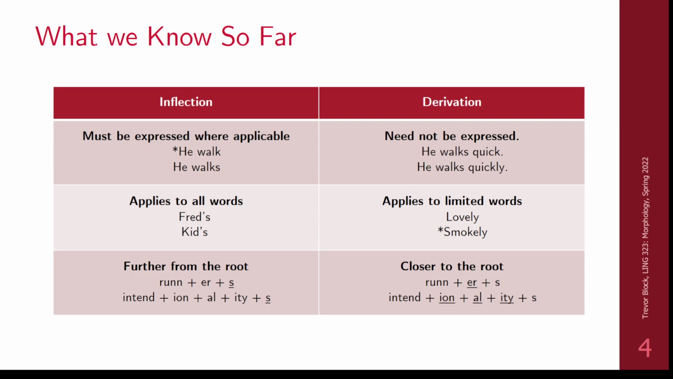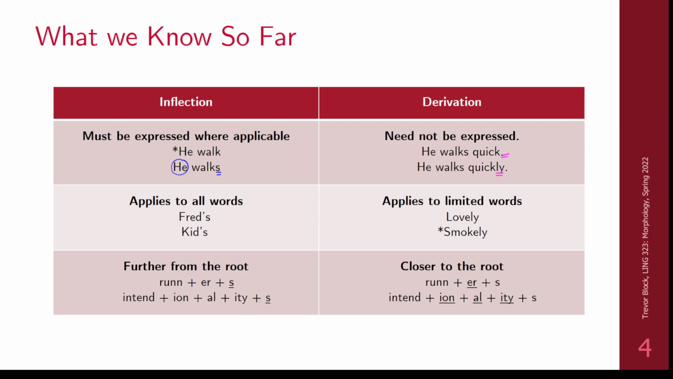So inflections have to show up where they can. Because we have a he here and the third person singular agreement can show up, it must. If it doesn't show up, it's ungrammatical. While with derivation, you don't need it. So he walks quickly, to make that an adverb, we can put ly, but we don't have to. We can just say he walks quick, and quick can be used as an adverb in that sense. So it doesn't need to be expressed.